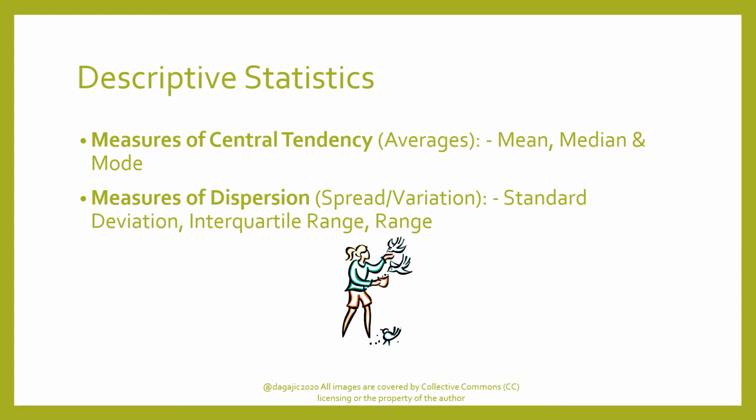And our measures of dispersion, which measure how spread out our data is, so if all scores are very similar or if there's a big variation of scores. We have three types of those and they're used in pairs. So if you're using the mean, you'd use the standard deviation. If you're using the median, you'd use the interquartile range. And if you're using the mode, you'd use the range.